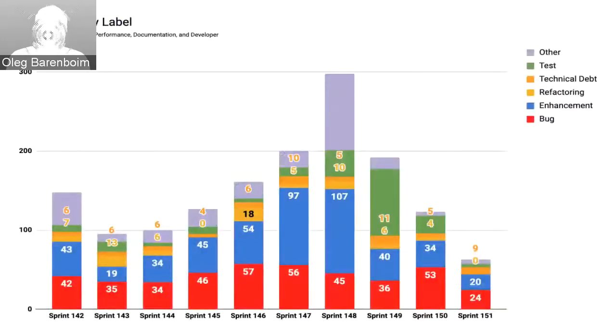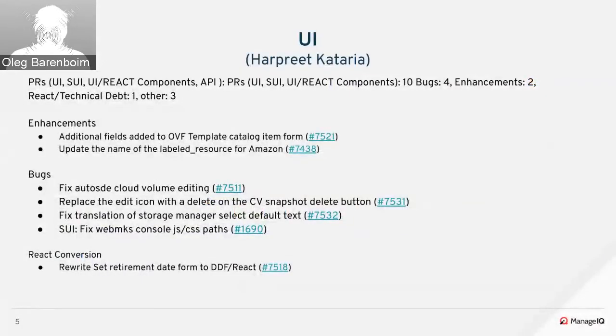In terms of the breakout, 24 were bug fixes and 20 were enhancements out of all the pull requests merged. We had trouble creating health charts because of the ManageIQ style fixes, so we will reevaluate and try to get them back in when the health charts are available again. And with that, I turn it over to Harpreet.